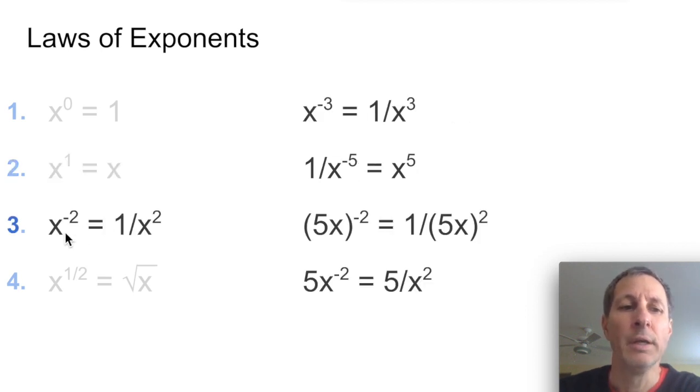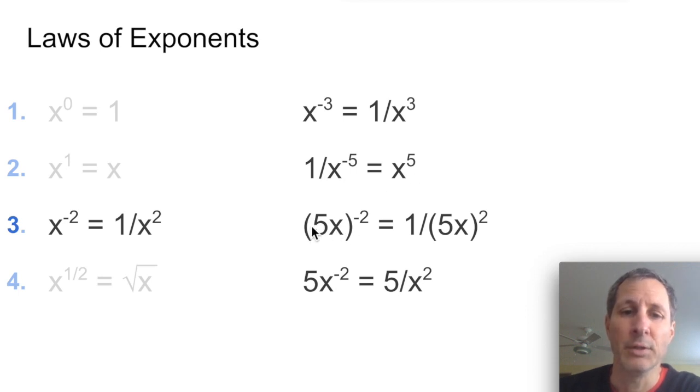Rule number 3. X to the negative 2 power is equal to 1 over x to the 2 power. So what this tells us is that we can convert between a fraction and a non-fraction with a negative exponent. So x to the negative 3 is equal to 1 over x to the 3 power. You see we change the sign of the exponent when we move that term below the fraction to the denominator. And then in the second example, 1 over x to the negative 5th is equal to x to the 5th. So again, we change the sign of the exponent when we move the x to the 5th term to the numerator of the fraction.